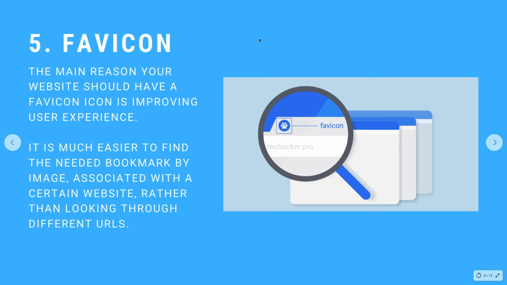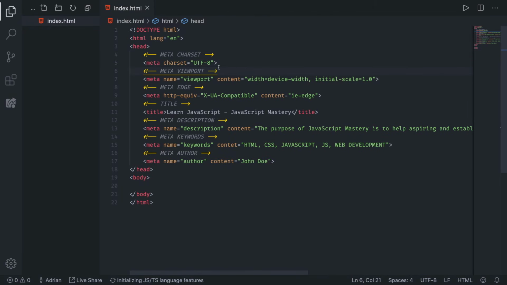So the main reason your website should have a favicon icon is improving user experience. It is much easier to find the needed bookmark by the image associated with a certain website rather than looking through different URLs. So it goes side by side next to your URL. It improves your visual identity, brand identity, and simply makes your website easier to find and look better. So as you can see right here on the picture, it shows on the Chrome tab right next to the title. So we can go on the internet and find some random favicon. So I can show you how to put it there.